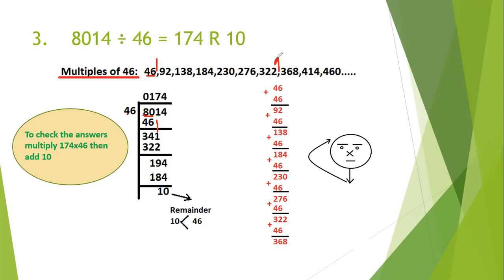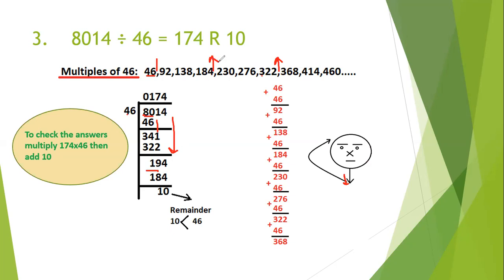341 divided by 46. Okay, 341 is here, yes. How many multiples before 341? Let's count. 1, 2, 3, 4, 5, 6, 7. 7, right, 7, then multiply. 7 times 46, use also the multiples. 1, 2, 3, 4, 5, 6, 7, it will be 322. Then subtract, equals 19. After that, bring down the next digit, 4. It will be 194. 194 is here.